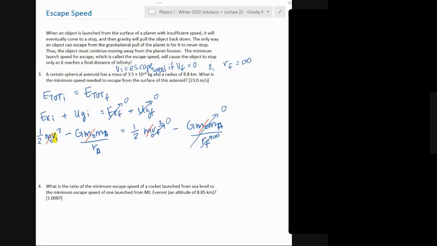Okay, so I'm going to let you do that. You know all the information now. You're just rearranging for V initial and then plugging everything in.